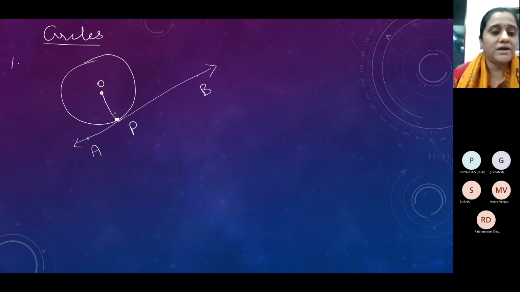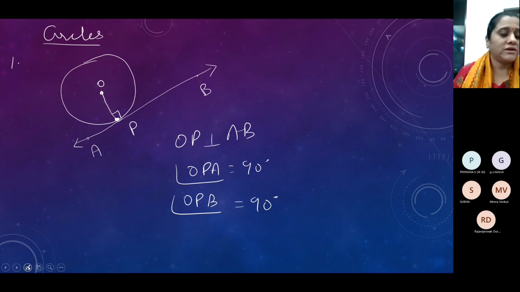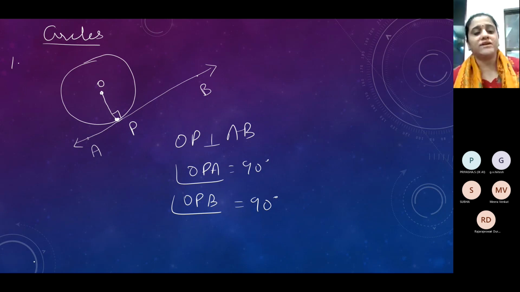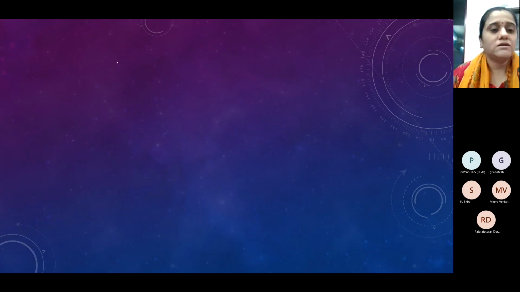So OP and AB are perpendicular to each other. OP is perpendicular to AB, which means angle OPA is 90 degrees or angle OPB is 90 degrees. So this is one result, that the radius and the tangent at the point of contact are perpendicular to each other. Next.